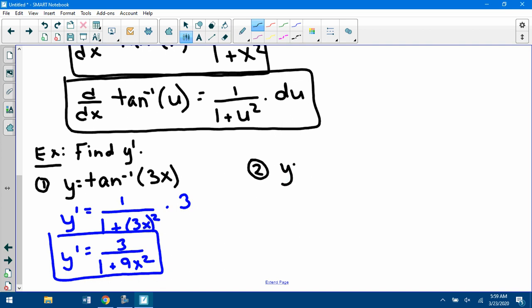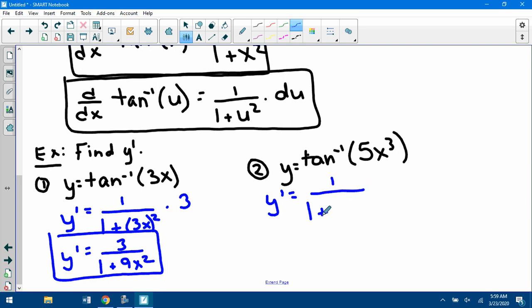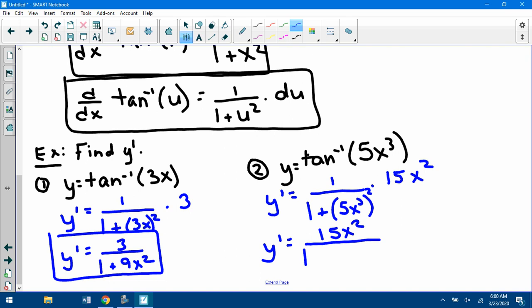y equals, not much harder, tan inverse of 5x cubed. So I see tan inverse, so I know my derivative is going to be 1 over 1 plus something squared. In this case, that something is 5x cubed times the derivative of the stuff. What would that be? 15x squared. So my answer is 15x squared all over 1 plus, square that whole piece, you're going to get 25x to the 6th. That's it.